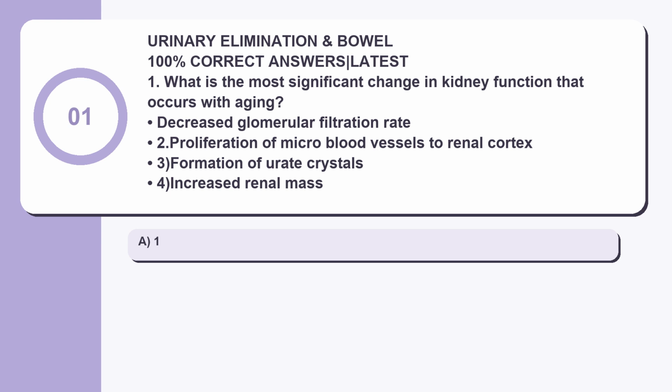1. What is the most significant change in kidney function that occurs with aging? 1. Decreased glomerular filtration rate. 2. Proliferation of micro blood vessels to renal cortex. 3. Formation of urate crystals. 4. Increased renal mass. Answer: 1.